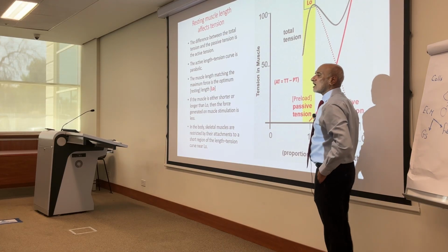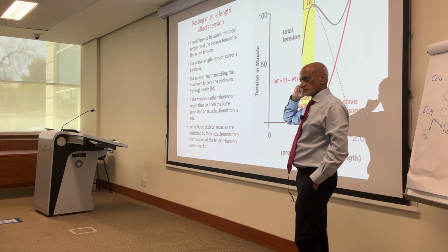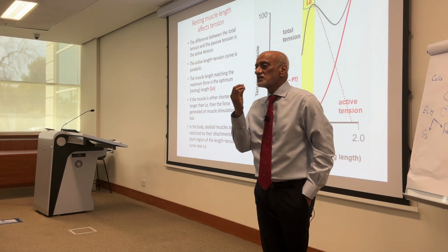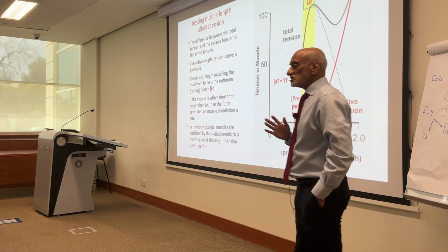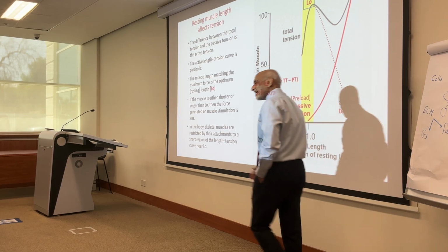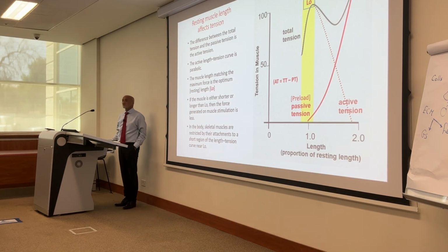And what do I now get? I get the dotted line, the active tension. That's the amount of tension or force generated by the actin and the myosin moving over each other. Again, notice it follows a similar kind of pattern as the sarcomere. The active tension follows a similar pattern as the sarcomere.